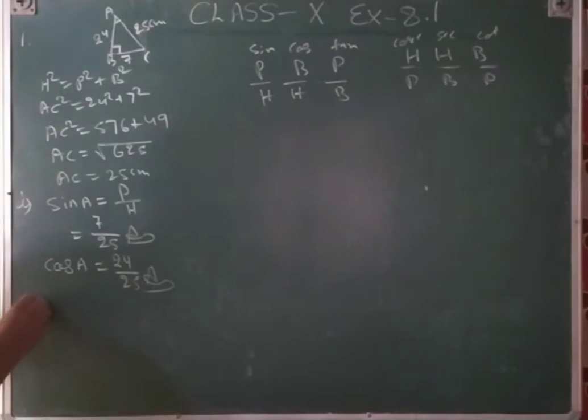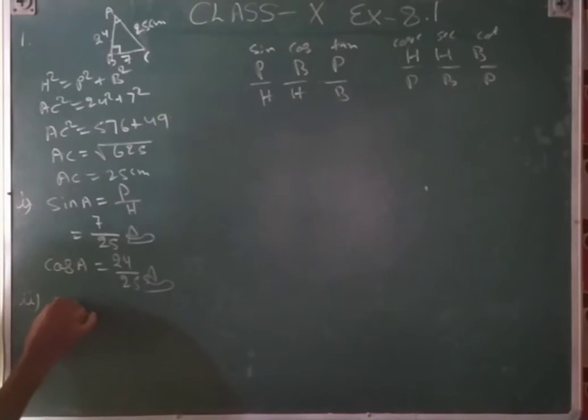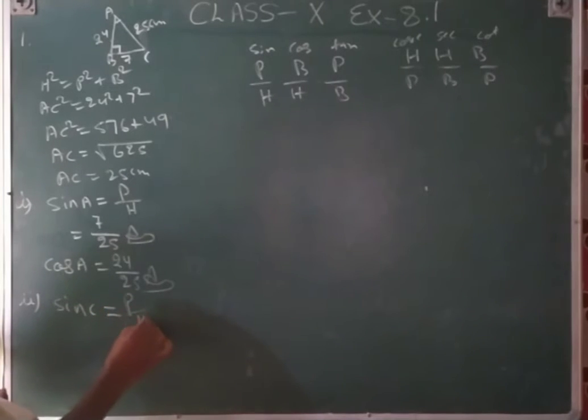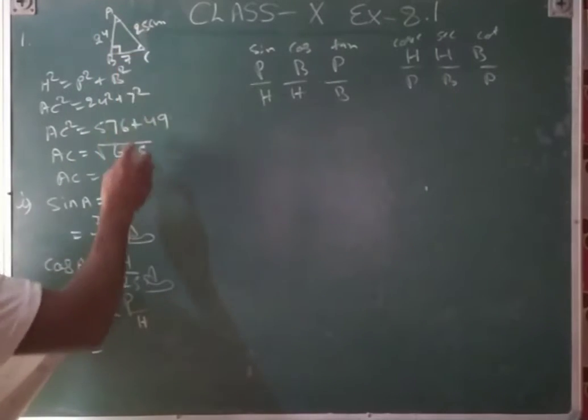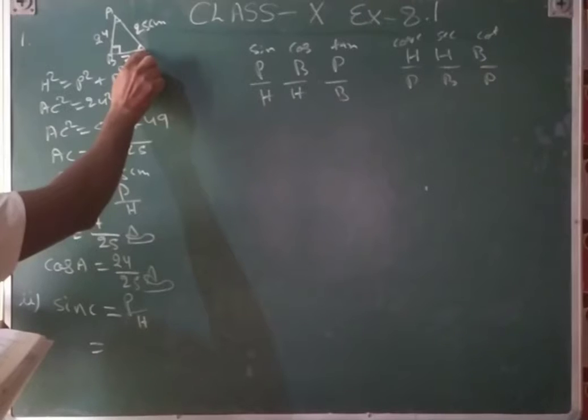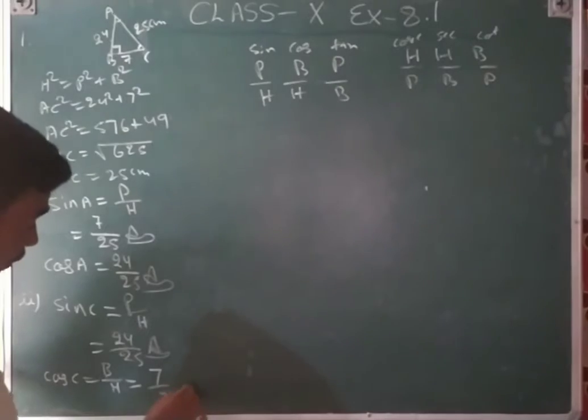Now the second part is sin C. Sin C is equal to P upon H. Now we are looking at angle C, so the side opposite of this angle is 24. So that is 24 upon 25. And then cos C is equal to B upon H, so B is 7, that is 7 upon 25.